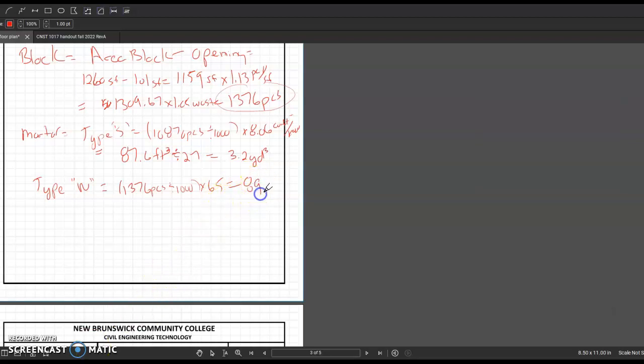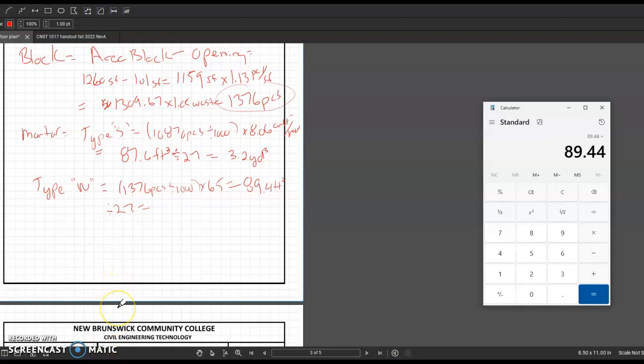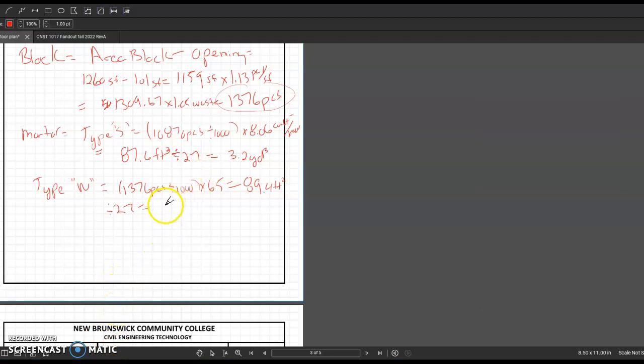89.4. Again, that's cubic feet. We want cubic yards. We're going to take that value and divide by 27. That gives 3.3 yards of mortar.